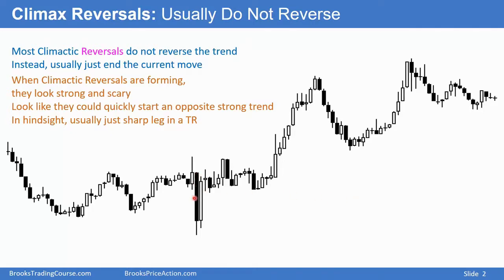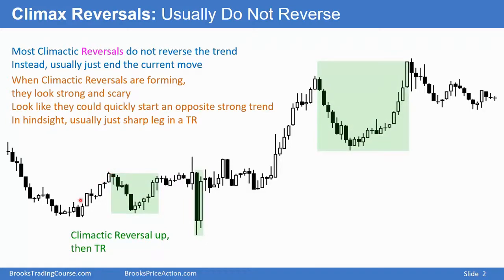When you get a climactic reversal, here a big sell-off and a big reversal up, they're often scary, and the climax looks like it's going to lead to a trend in the opposite direction. But that is the exception. Most of the time, the market ends up going sideways. Most climaxes are simply sharp legs in trading ranges.